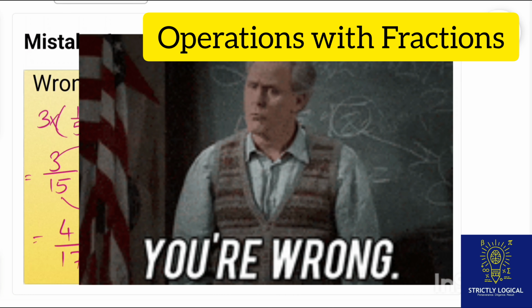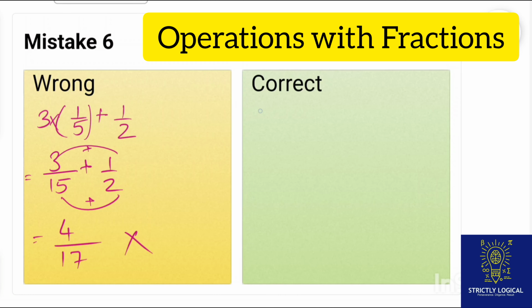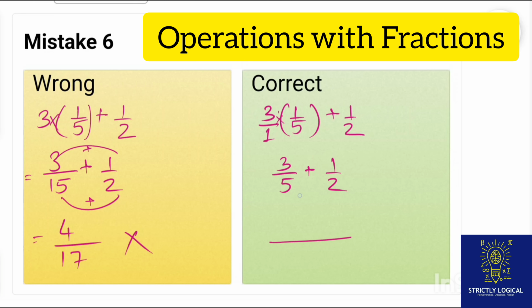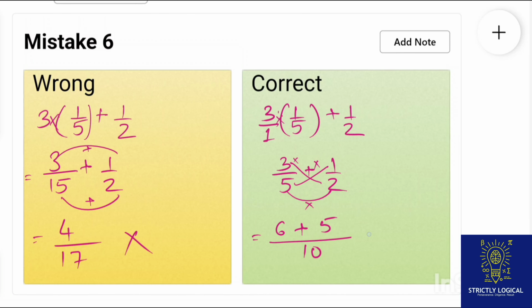The correct solution would be, you just need to rewrite the whole number as a fraction to avoid the confusion. Write 3 as 3 by 1. Now you can see 3 by 1 into 1 by 5, that means 3 into 1 is 3, 1 into 5 is 5, so 3 by 5 plus 1 by 2. Now I'm sharing the shortcut to add these two fractions. You just have to multiply the denominators, and for the numerator just cross multiply. So 3 into 2 will be 6, plus 5 into 1, 5. 6 plus 5 is 11 by 10. That is the correct answer.